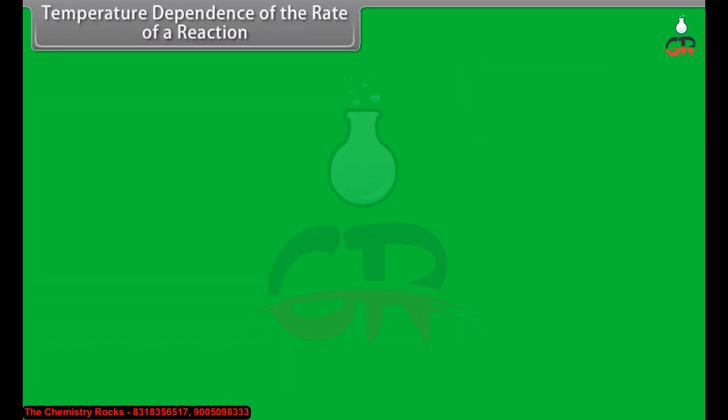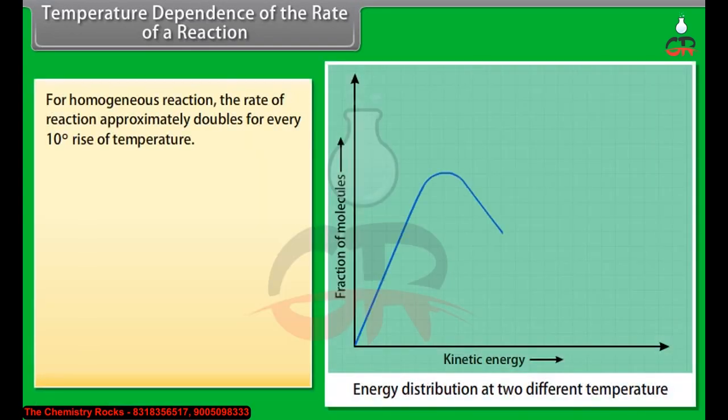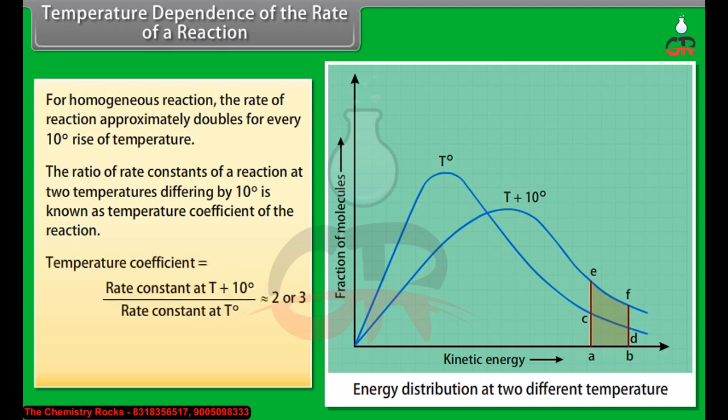Temperature dependence of the rate of a reaction. For homogeneous reaction, the rate of reaction approximately doubles for every 10-degree rise of temperature. The ratio of rate constants of a reaction at two temperatures differing by 10 degrees is known as temperature coefficient of the reaction. Value of temperature coefficient for most of the reaction is close to 2 and in some cases it approaches to 3. When the temperature is increased by T plus 10 degree, the curve flattens.